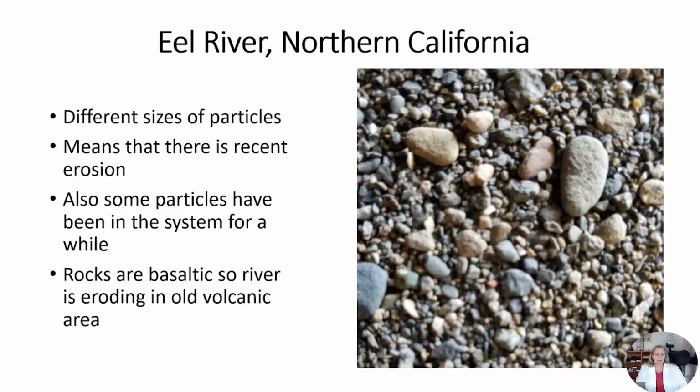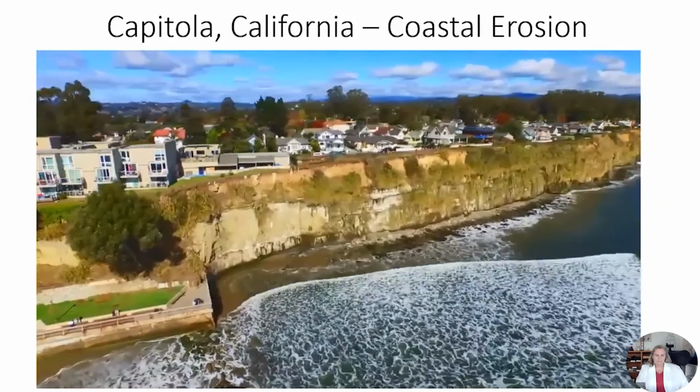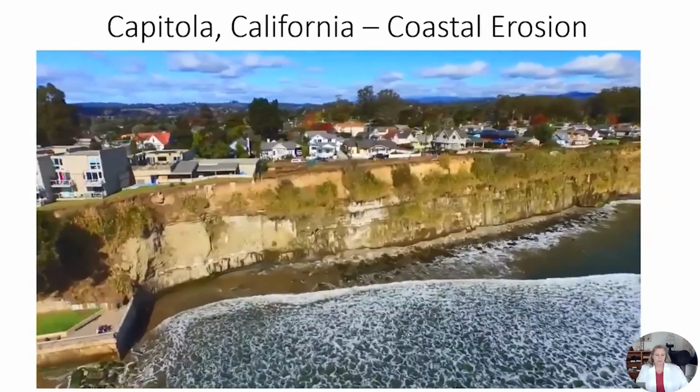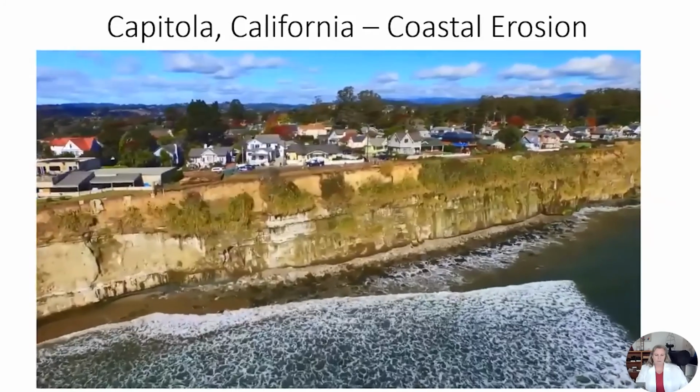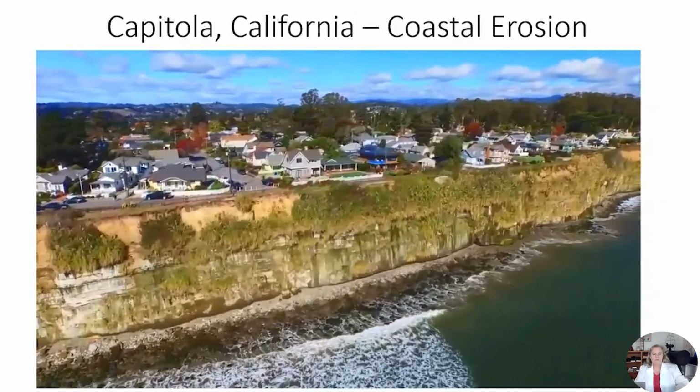All right, Capitola. Remember I showed you the mudstone with the clams in it. This is the erosion that's happening along Capitola. Look at how close those houses are. Would you be able to sleep at night? Notice the road. The road stops right there. So it used to have another layer of houses out here that then eroded and fell into the ocean. So again, the erosion is pretty constant there.